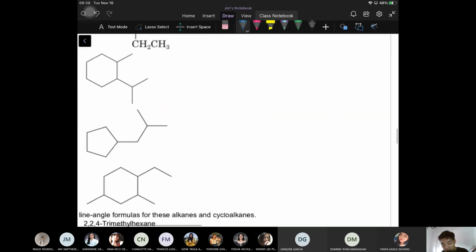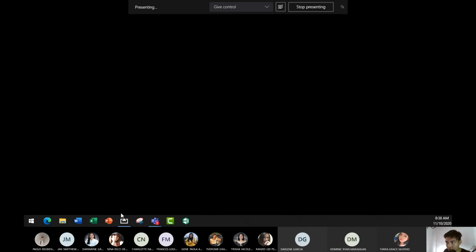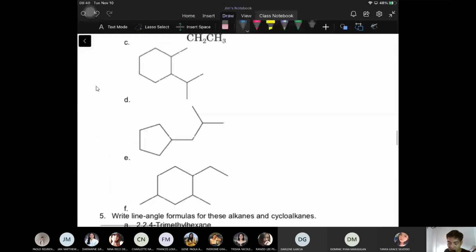So, another naming rule is for cyclo-compounds, no? Cycloalkanes. To name them, we name the ring depending on the number of carbons. Then, we assign numbers alphabetically to our substituents. Numbering here can be clockwise or counterclockwise. So, I will have this example, letter D.